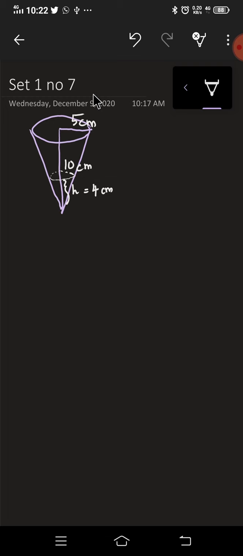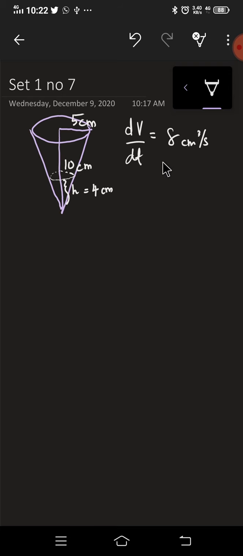So that is water poured, maksudnya perubahan dia adalah volume. So we have dV/dt, the rate of change of the volume, equal to 8 cm cube per second. So this is the given value.